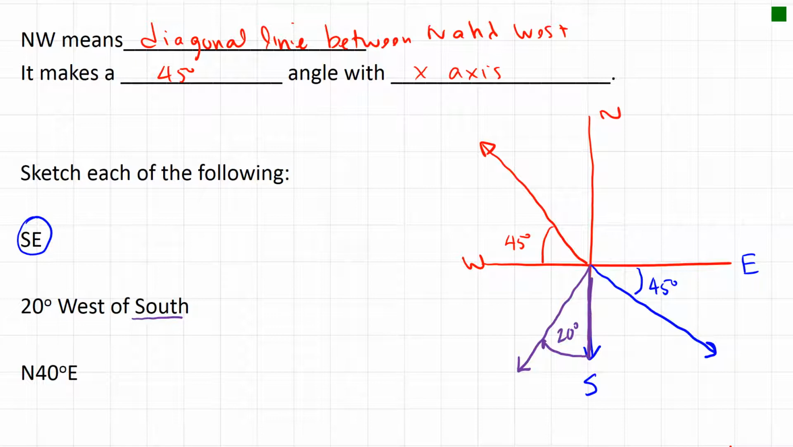And then last example, let's do that one in green. North 40 degrees east. In this format, the north is where we start heading. So north is where we start, and then we're going to go 40 degrees east. So 40 degrees towards the east puts us right there. It might take a little bit of practice to get these angles right.